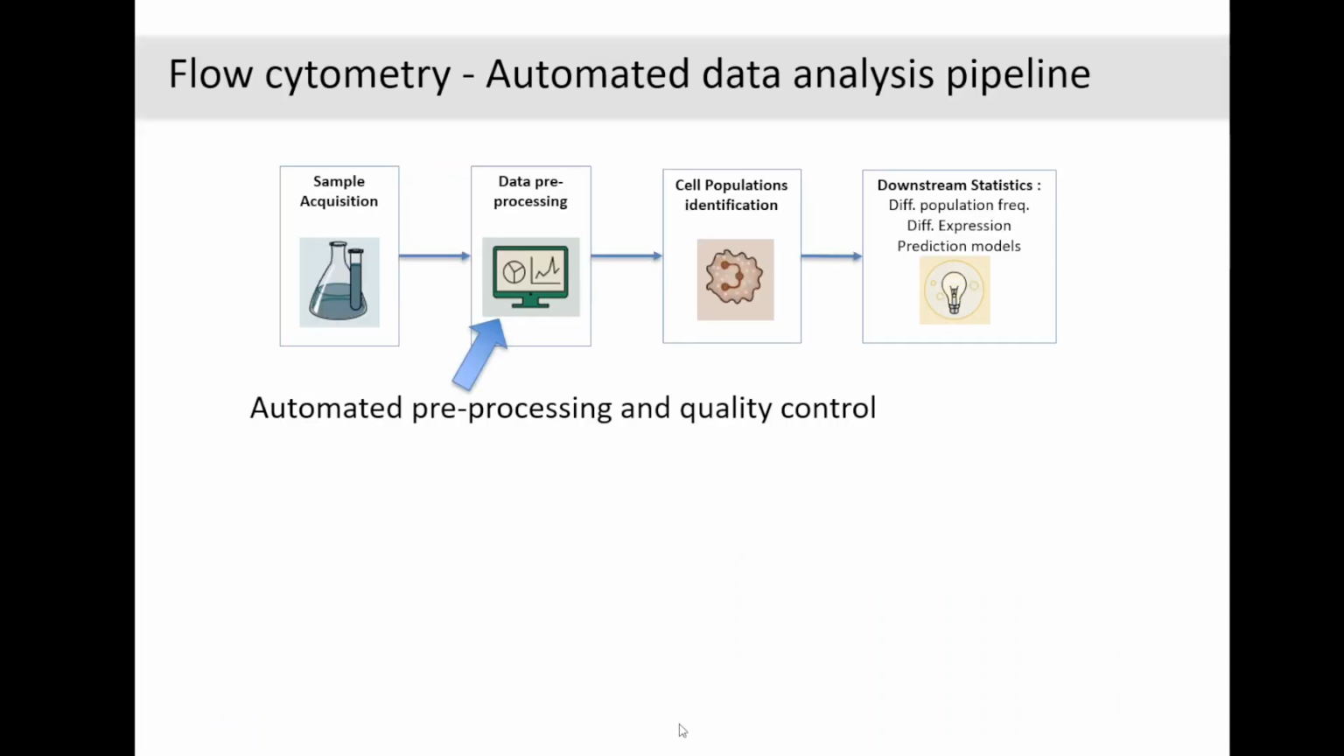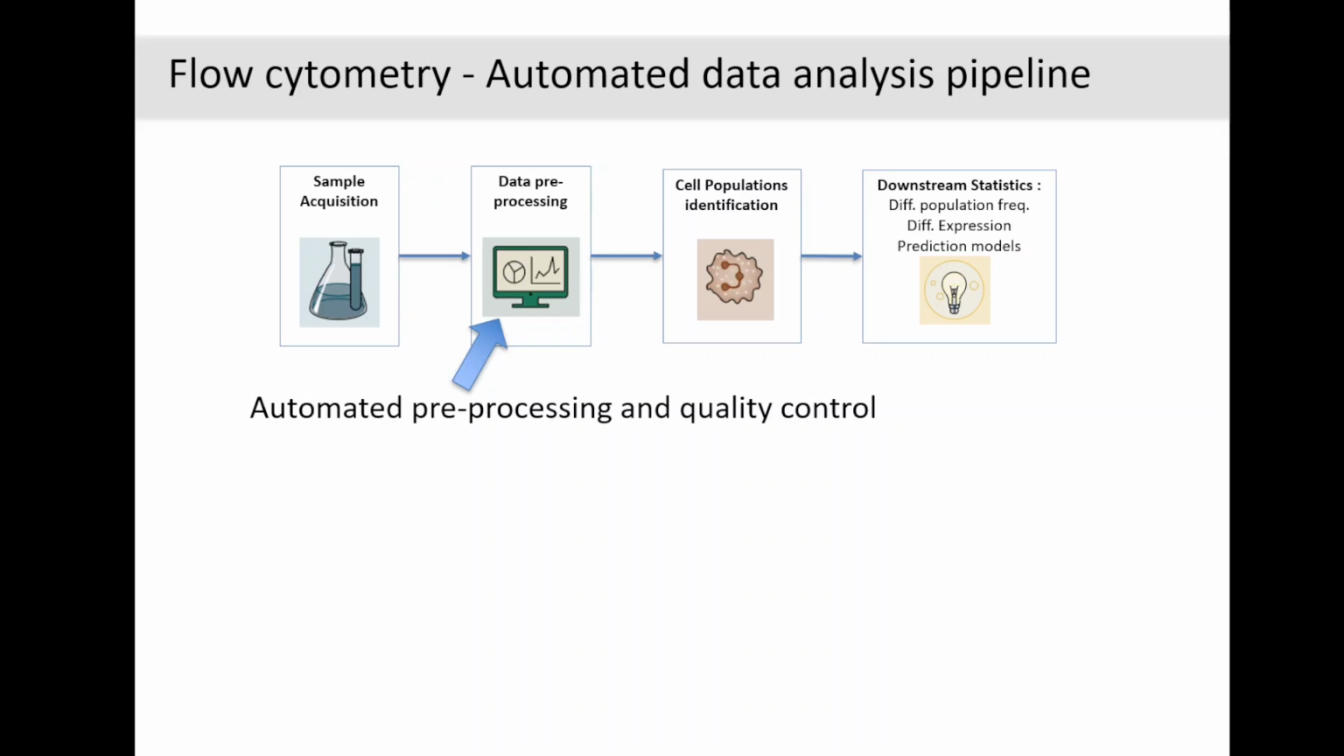So we are in the context of analyzing flow cytometry data, and we want to do it in an automated and reproducible way, so using a data analysis pipeline. Such a pipeline is typically split into different parts, from sample acquisition to data pre-processing, then typically cell populations identification, and finally downstream statistics. Here we focus only on the data pre-processing part.